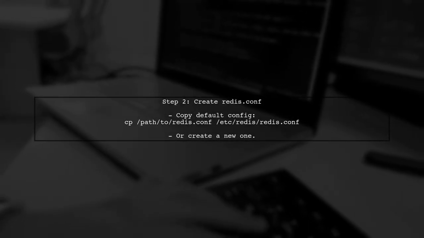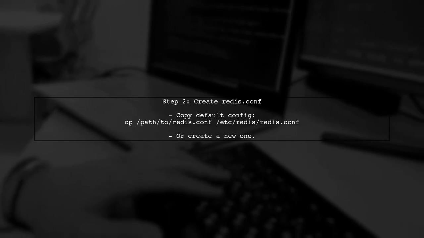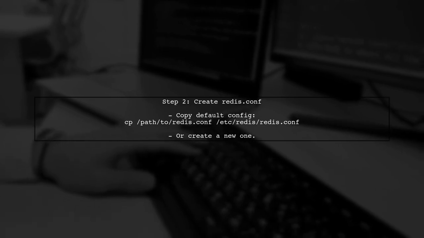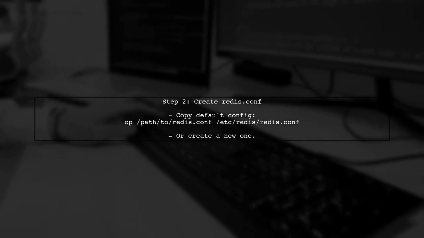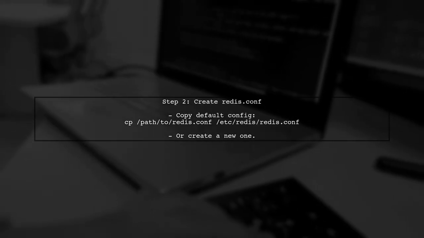If you can't find the redis.conf file, you may need to create one. You can copy the default configuration file from the Redis source or create a new one. A common template can be found in the Redis GitHub repository.